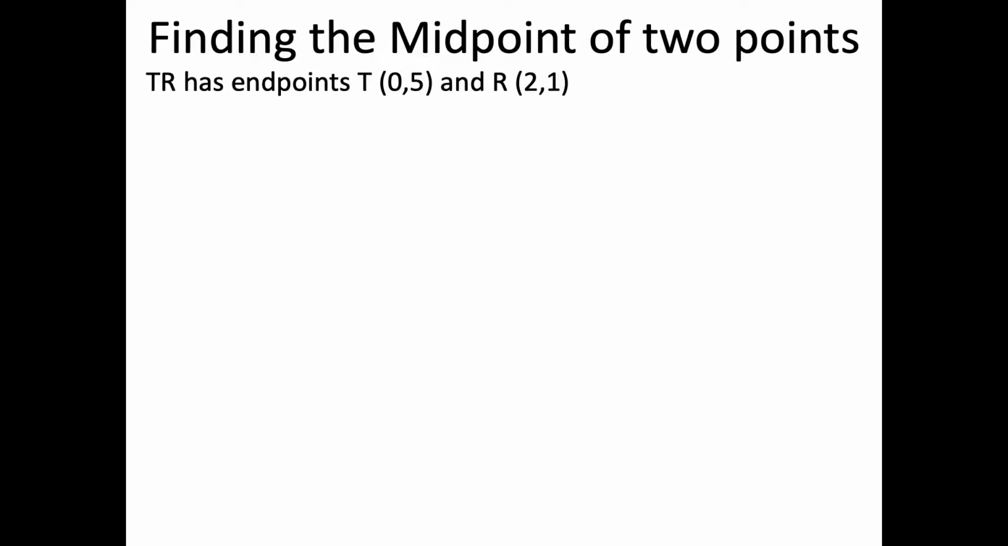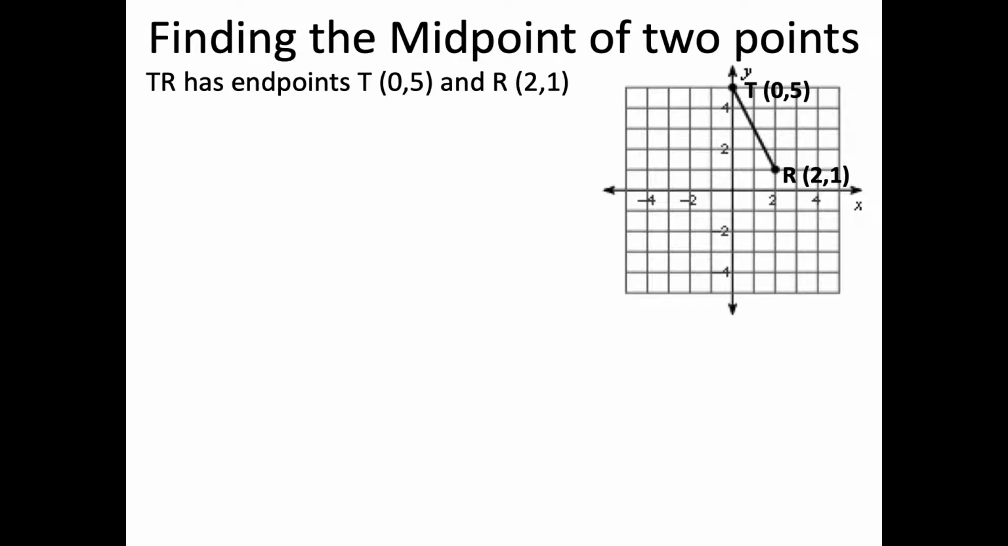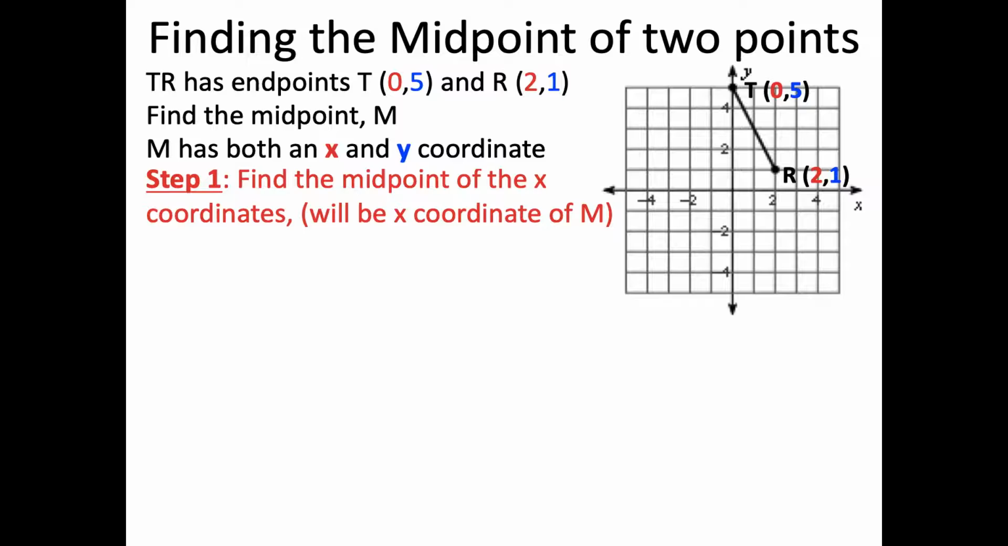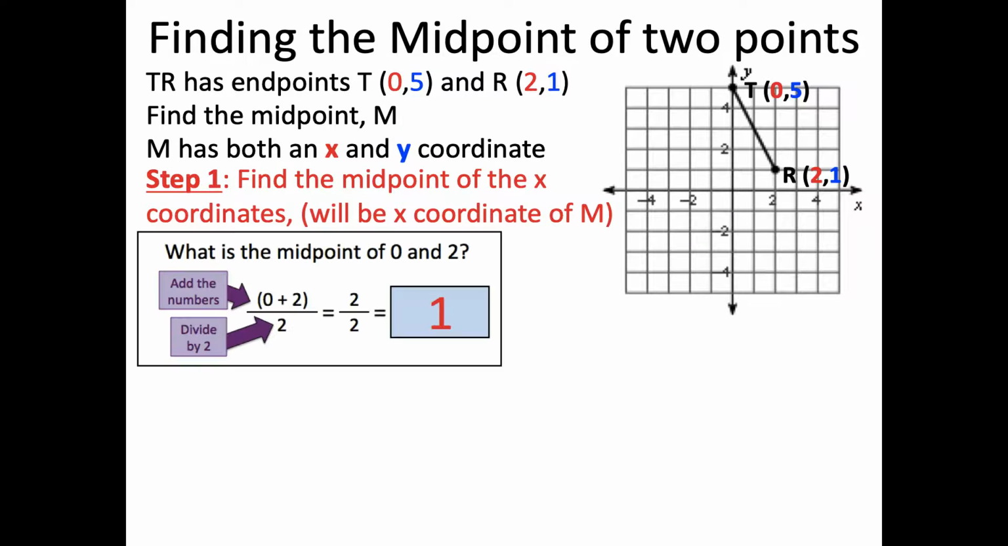Okay, let's do the same thing, but let's do it with actual numbers. So now we have, let's find the midpoint of (0, 5) and (2, 1). Okay, so to find the midpoint, we're going to find the x and the y coordinates. First, the x's. The x's are 0 and 2. x1 is 0, x2 is 2. And the y's are 5 and 1. So find the midpoint of x. That's just add them up. In this case, 0 plus 2, divide by 2, and I get 1.